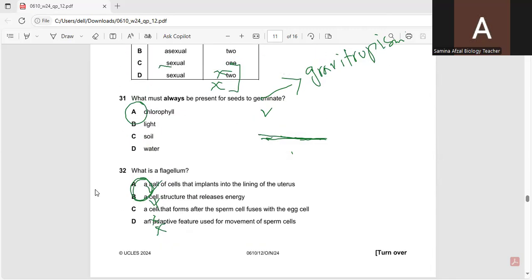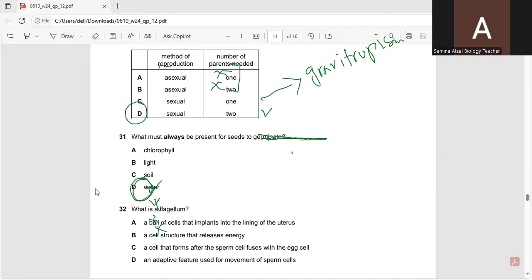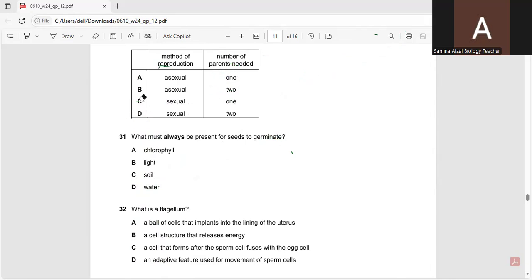Now I'm moving towards the next questions. And next question is question number 31. Question number 31 is, what must always be present for seeds to germinate?